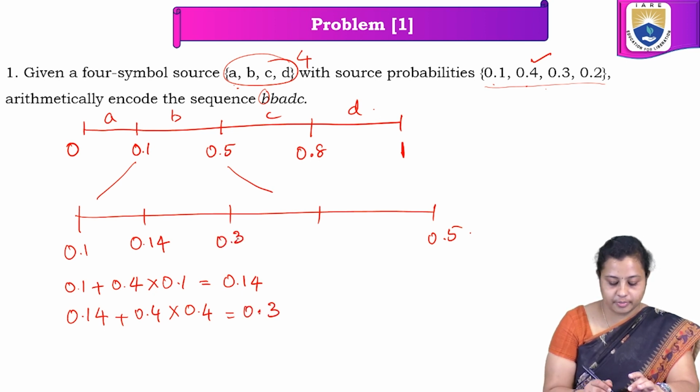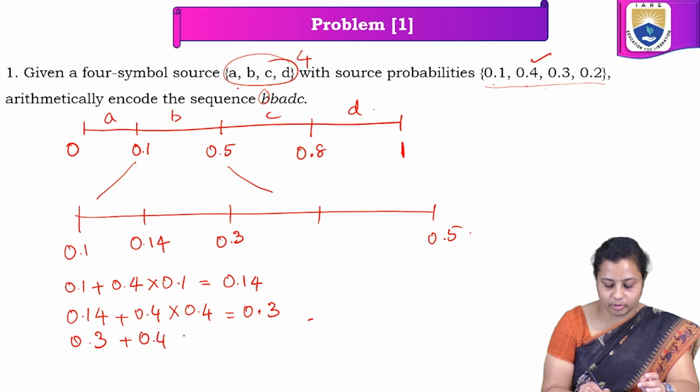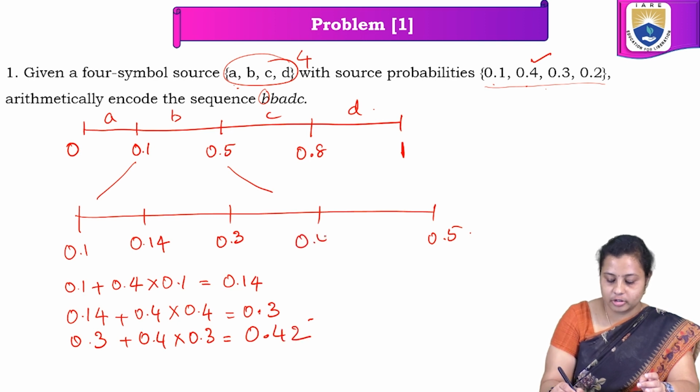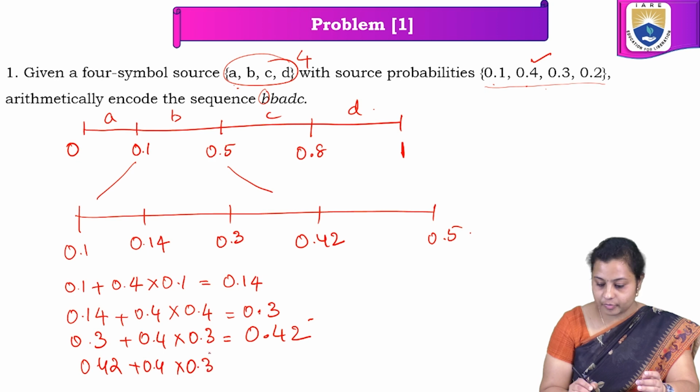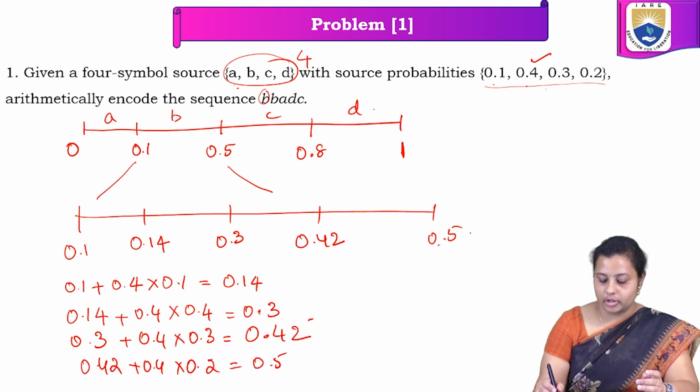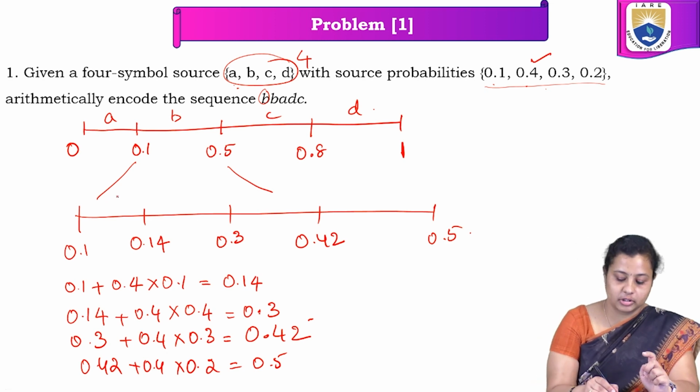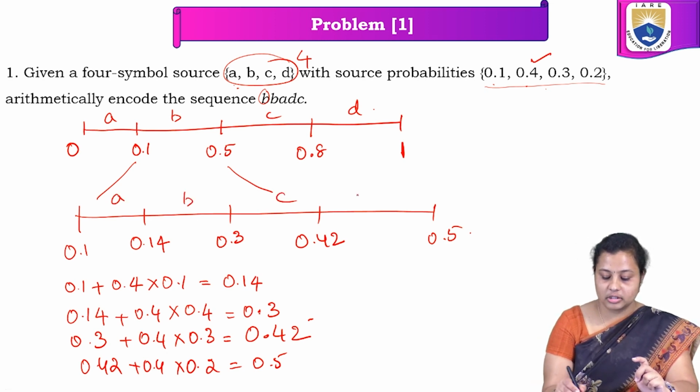Next is given by 0.3 plus 0.4 into 0.3, so that is equal to 0.42, right? Now what is the next value? I'll get it as 0.42 plus 0.4 into 0.2, so that I'll get as 0.5. So these are my values for A, B, C, D.